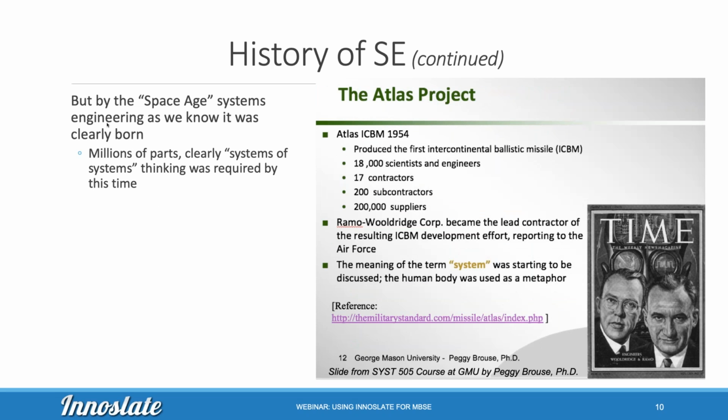But certainly by the space age, the kind of systems engineering as we know it was born. And this is where we had millions of parts. We needed systems of systems thinking. You think about where we landed on the moon. We had the launch systems, the communication command control systems around the world to capture that information and transmit it around. We had to have a lunar module, which was separate from the command module, and of course all the stages of the rocket. All those things were just phenomenal systems engineering activities.